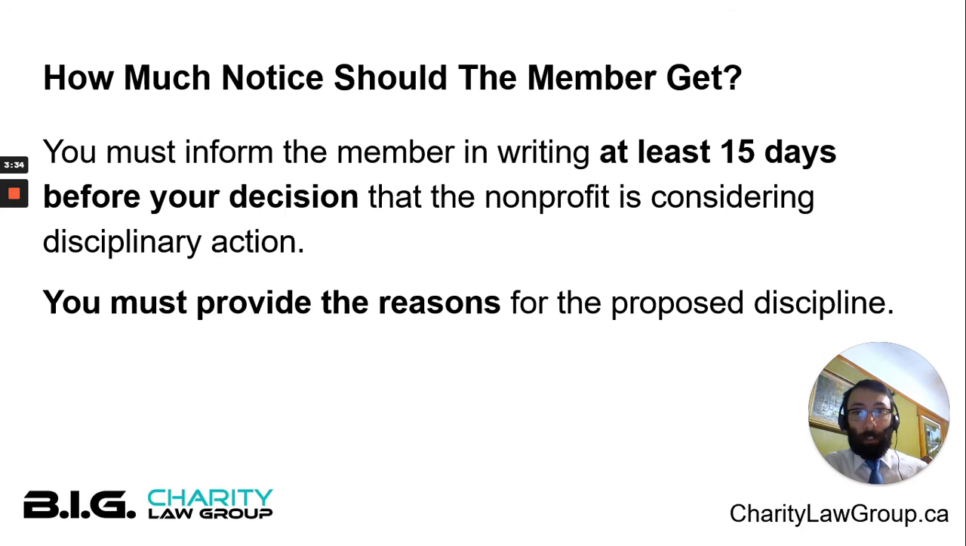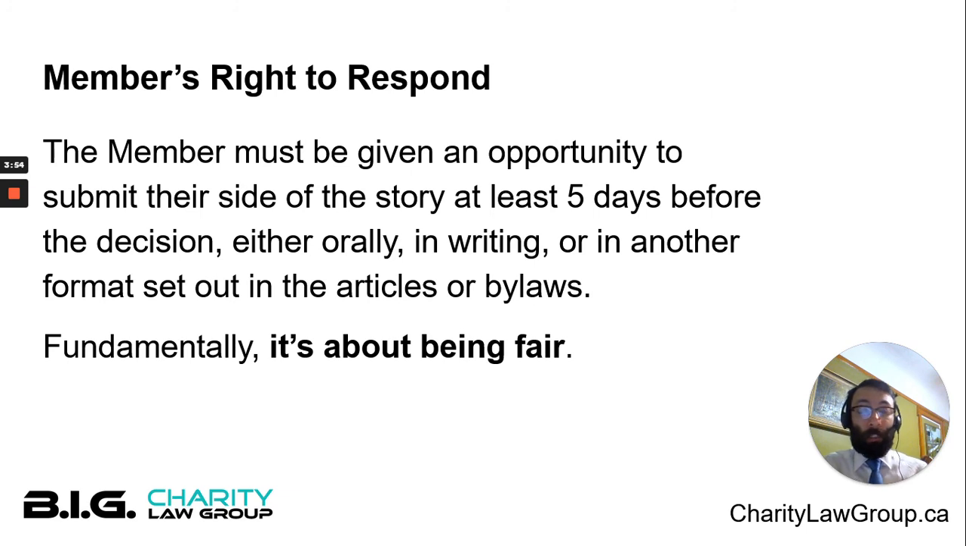You need to define how much notice the member who might be disciplined needs to be given. So they need to be told at least 15 days in advance. You can give them more notice, but at least 15 days in advance that you're considering disciplining them and what the reasons for that discipline are. And they need to be given an opportunity to give their side of the story. At least 5 days before the decision is taken, they need to be given the opportunity to respond either orally, in writing, or in another format. And you would explain in your articles or bylaws what the format is.